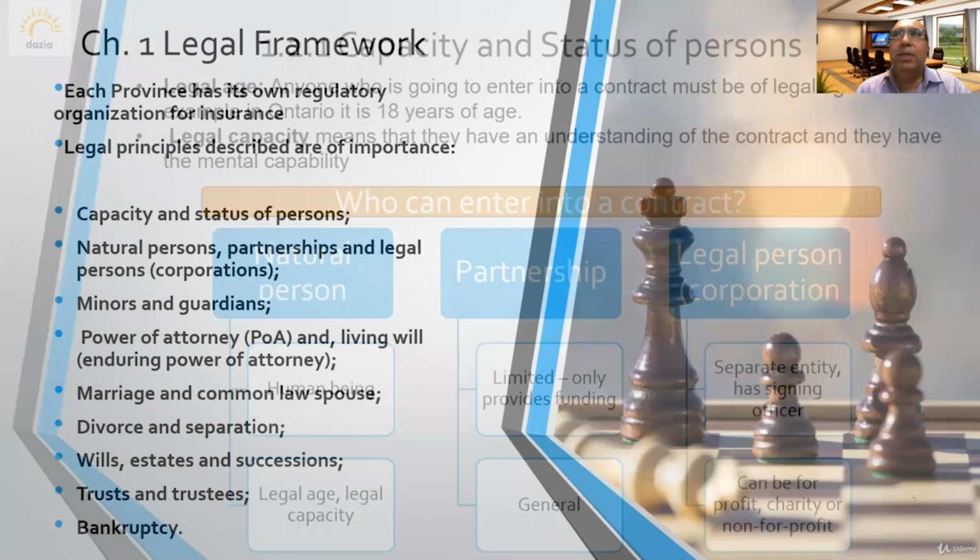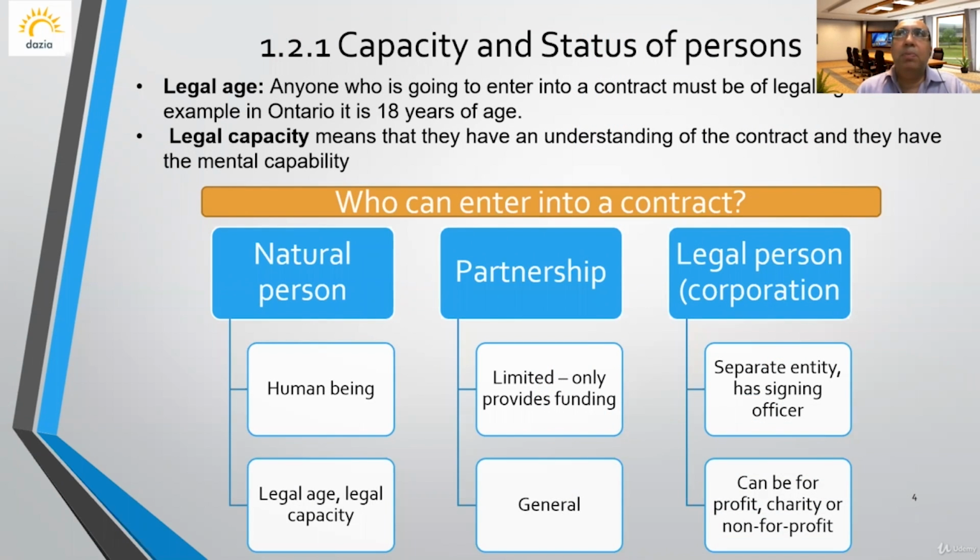So first of all, about the legal age. When we're talking about capacity and status of persons, we mean what is the legal age? Anyone who is going to enter into a contract must be of legal age. For example, in Ontario, it's 18 years of age. In other provinces, it's a little different; it could be the same or different. Legal capacity means that you understand the contract and you have the mental capability. So in order to enter into an insurance contract, you should have both legal age and legal capacity.